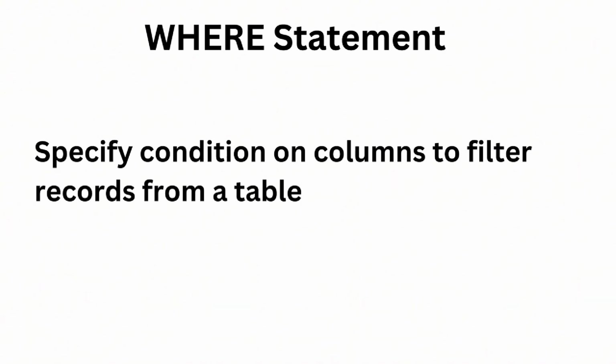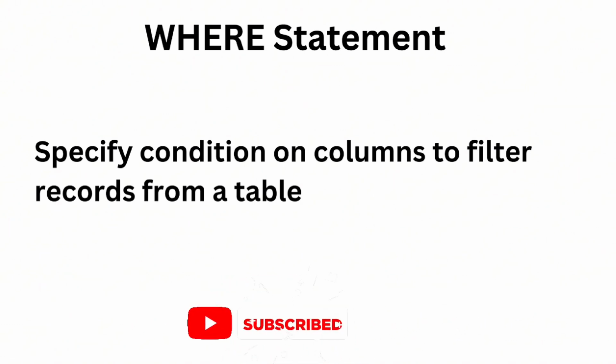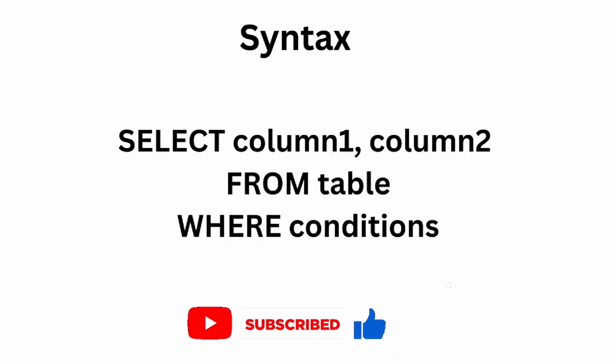So the where statement allows us to specify conditions on columns for the rows to be returned. The basic syntax would look something like this. We decide on what columns we want back, so we'll say select column 1, column 2, etc. And then we decide what table we want those columns from, and then after that, we can describe conditions. So we'll say where, and then some manner of conditions.